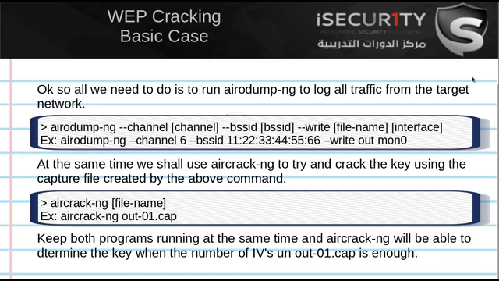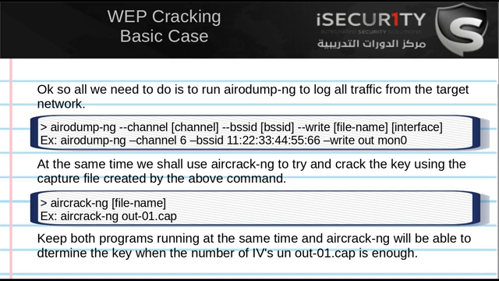Okay, so from the previous video, we know that to crack a WEP key, all we have to do is sniff packets from the target network and gather as many IVs as possible. Once we do that, Aircrack-NG will be able to use statistical attacks to determine the key stream and then the WEP key.